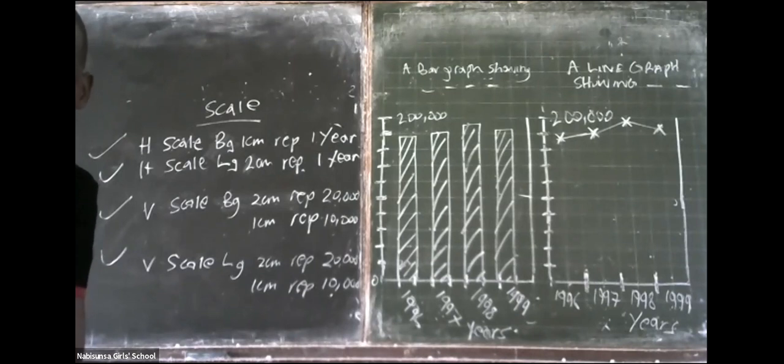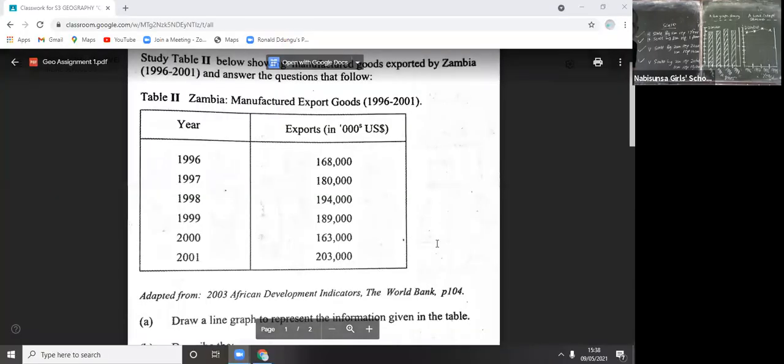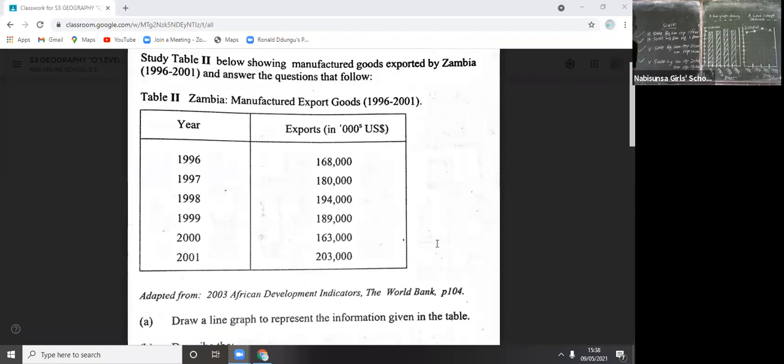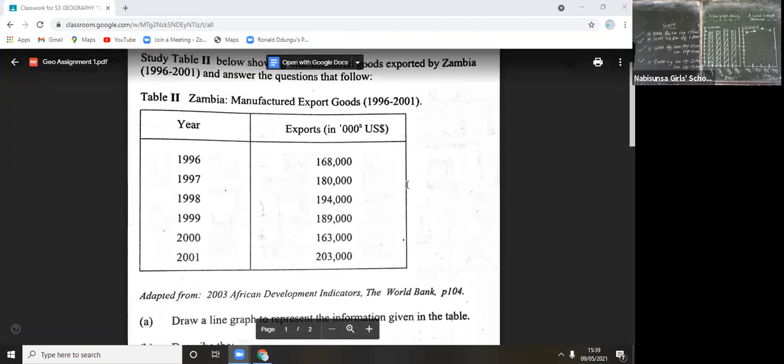Teacher, the question. Pardon? The question. You want the questions? The question for this human geography. Okay, it is here. You can take a screenshot so that you go and complete it. For you, use 6 items.